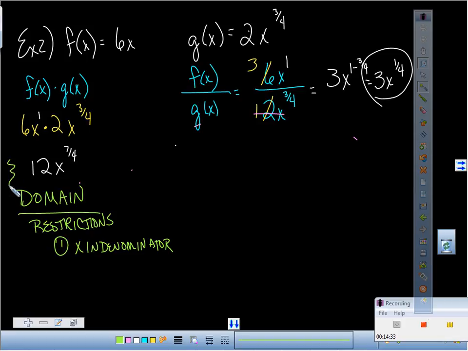Anybody know what the second restriction is? It's not a big deal, guys. You just have to remember this. An x under the, there you go. An x under the radical.